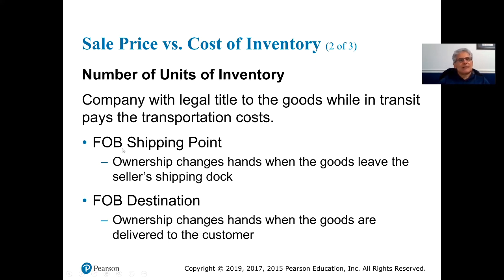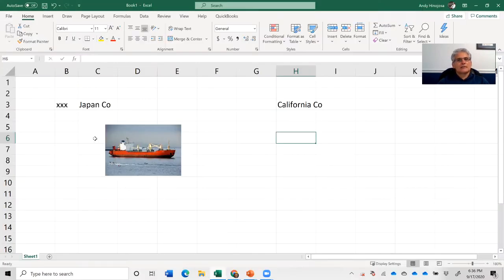And what this means, if you recall, FOB shipping point means the exchange, or the ownership, changes hands when the goods leave the seller's ship dock. FOB destination says no, the exchange does not take place until the goods are delivered to the customer. So let's assume this cargo ship is coming from Japan. The question becomes, when does the exchange take place? When do I include the inventory that's in this cargo ship on my books? And the answer is, it depends.